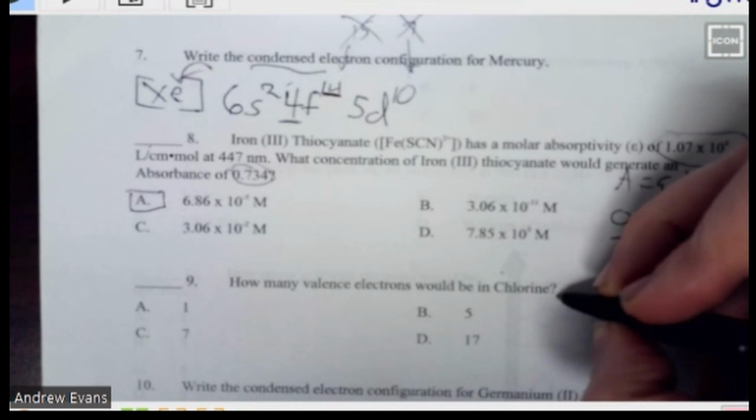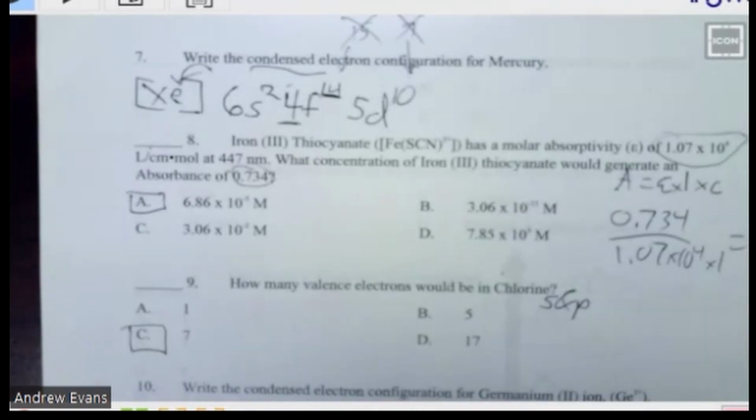Chlorine, we consider just the S and the P. So the correct answer is 7.